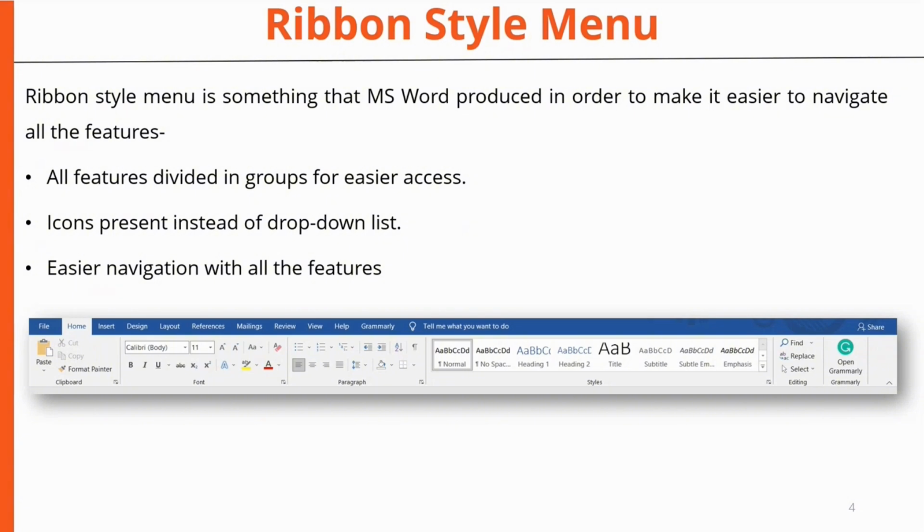Also, it's easier to navigate. As I was saying, if you're scrolling through the features and functions or you're looking for it, you're going to be wasting a lot of time instead of completing a task. Well, that should not be happening, right? This ribbon style menu helps you in easily navigating through all the features. Yeah. So let's go over to the home ribbon menu.